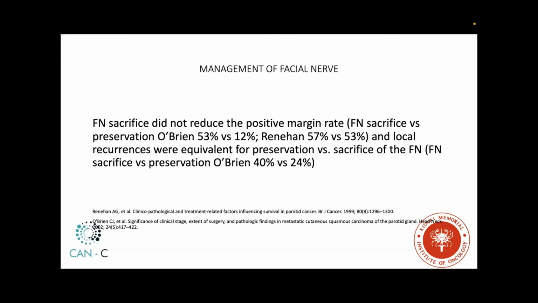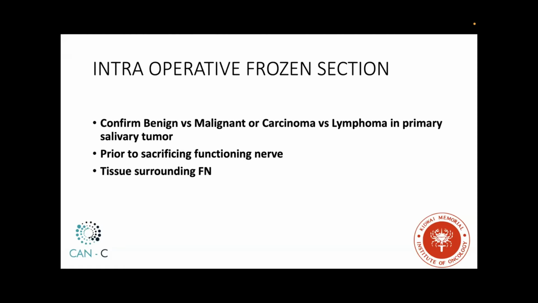So when we can remove the tumor off the facial nerve, it is extremely important to preserve the facial nerve, especially when it is functional. And we might require frozen section in cases when we do decide to resect the facial nerve. This is because, even in cases of inflammation, the lesion might be adherent to the facial nerve. So before sacrificing the facial nerve, we have to be as sure as possible that the neoplasm we're dealing with is malignant, and the tissue surrounding the facial nerve has to be subjected to intraoperative frozen section.